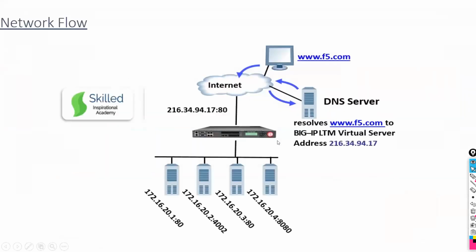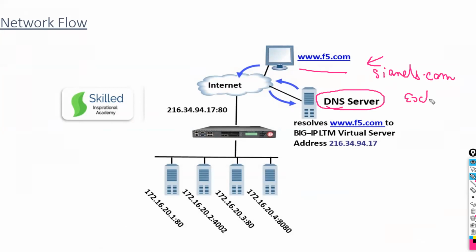So where we were, now let's talk about network flow. Let's say, guys, you have a client who wants to access www.f5.com or sianets.com. First, there will be some DNS server that is not F5, guys. Maybe that is external DNS that will be doing your name to IP resolution. So generally in DNS, you need to tell it, hey, I have configured sianets.com with this IP.